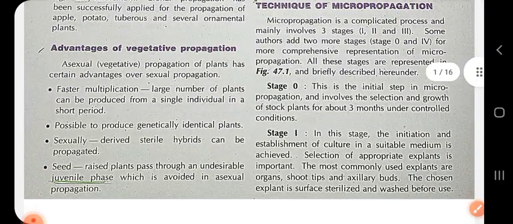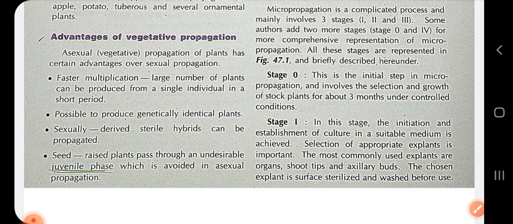Now, there are certain advantages of micropropagation. Faster multiplication: very quickly we can generate many plants. A large number of plants can be produced from a single individual in a short period of time and space, irrespective of seasonal variation, whether it is summer, winter or monsoon. We can grow the plants in vitro within the lab in controlled culture conditions, free from pathogens. So many plants can be created.